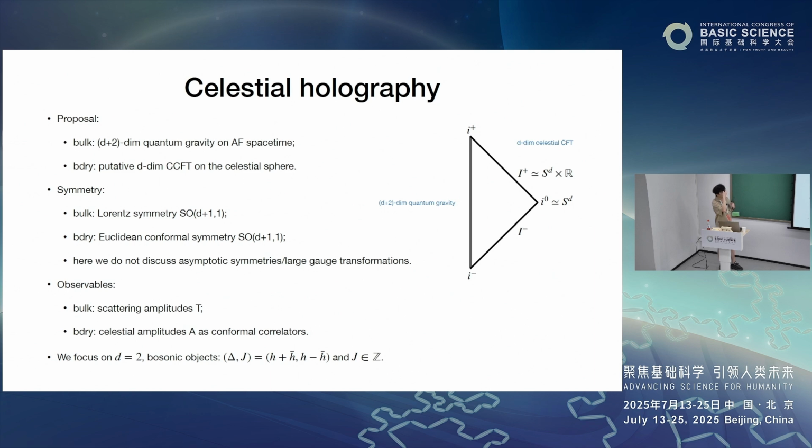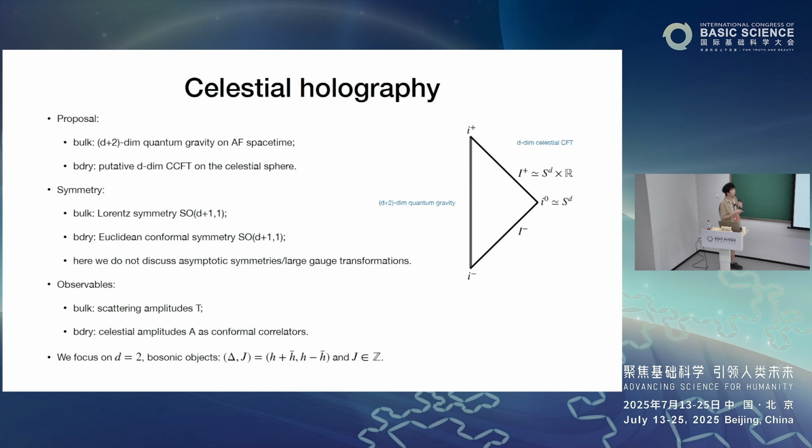And there are some evidences for this holography. The first one is from the point of view of symmetries. We know in flat spacetime, the full asymptotic symmetry is the Poincaré symmetry, which contains a subgroup of the Lorentz group. And by using a group argument, we know the Lorentz symmetry is isomorphic to Euclidean conformal symmetry in D dimensional space. So this is from the symmetry point of view.